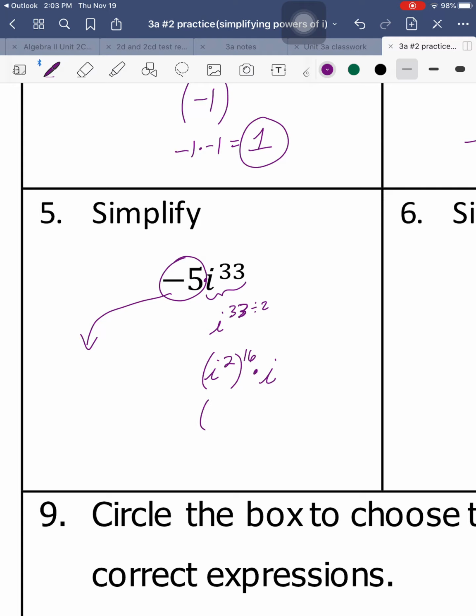And then i squared is negative 1. Negative 1 to the 16th power is positive 1. And 1 times i is i. Don't forget about that pesky negative 5 there. That's got to come down. Negative 5i, there's nothing to simplify there, so that's your final answer.